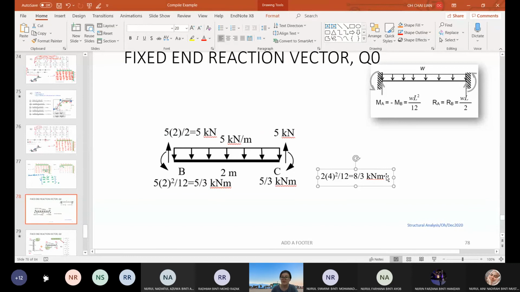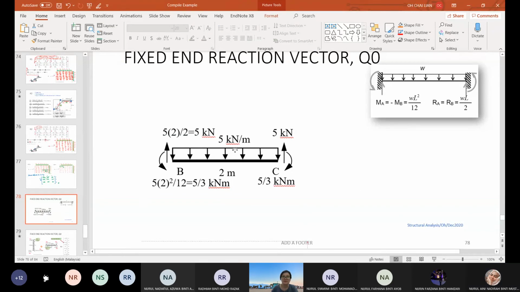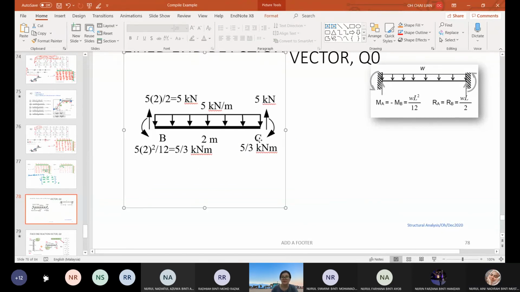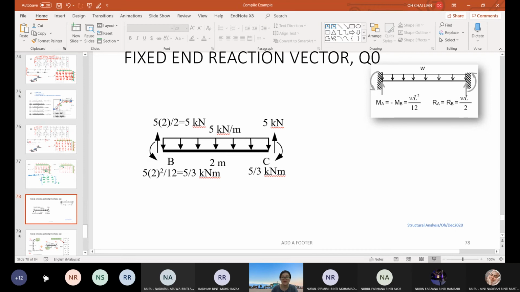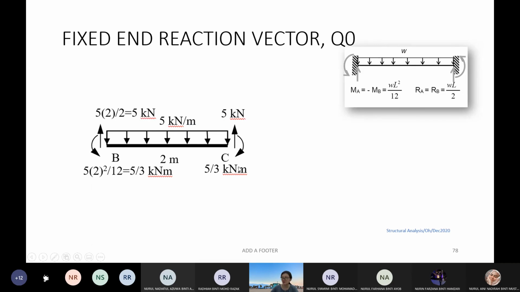Maybe I will just modify from here. So we have a 6 meter length, we have 50 kilonewton per meter. Okay, it's very difficult for me to change it now. I will just amend here. Okay, we have a 50 kilonewton per meter and we have a 6 meter here. So therefore this is not the answer. We are going to get the answer for here.